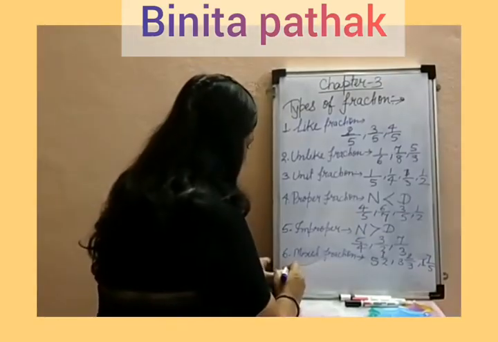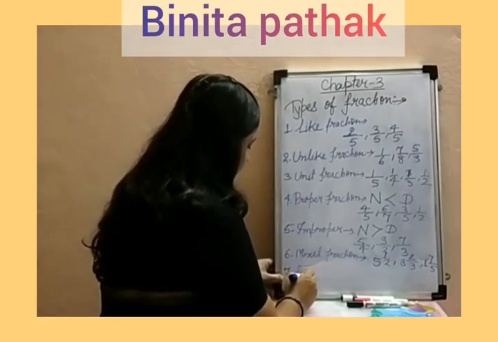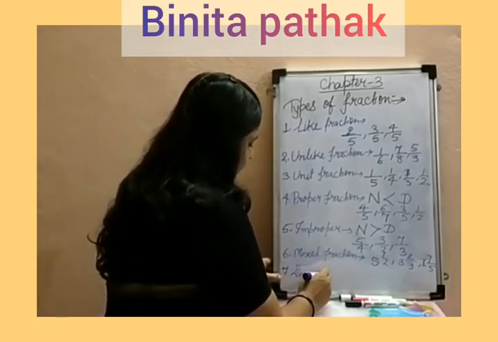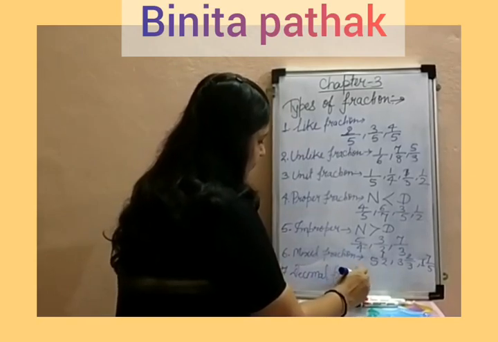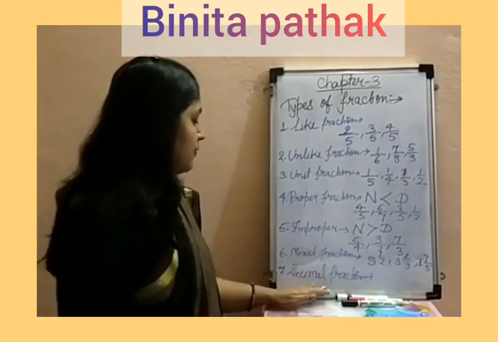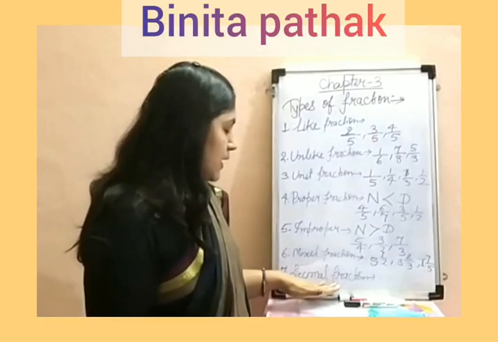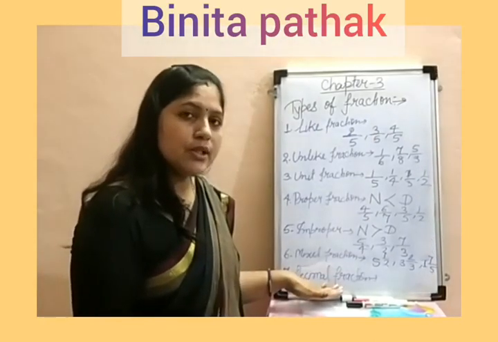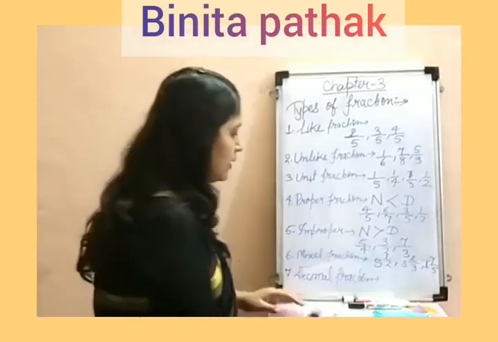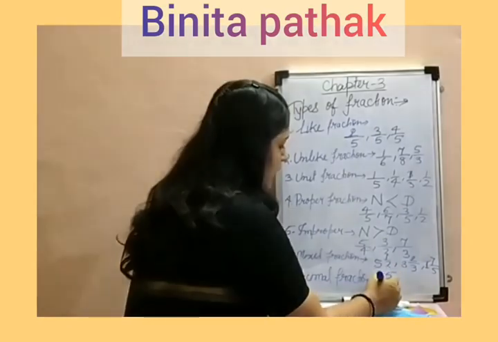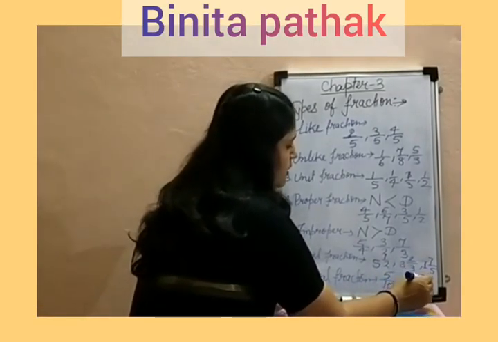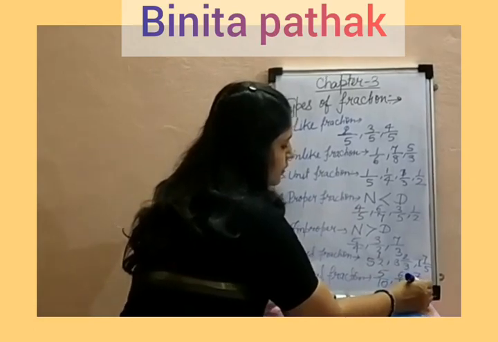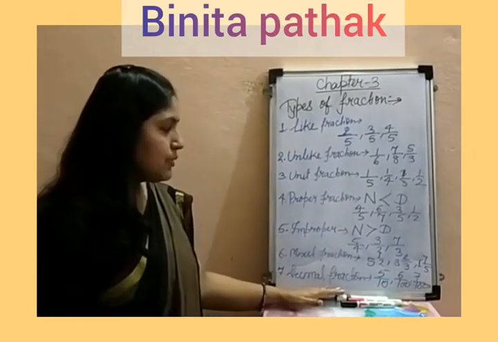Now, the seventh one is decimal fraction. In this kind of fraction, the denominators are 10 or more than 10. For example, 5 upon 10, 6 upon 100, 7 upon 1000. These are called decimal fractions.